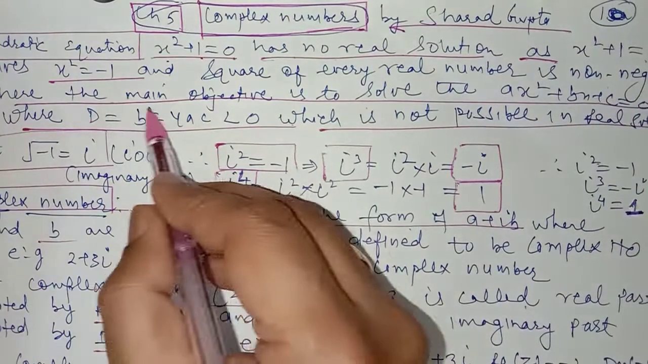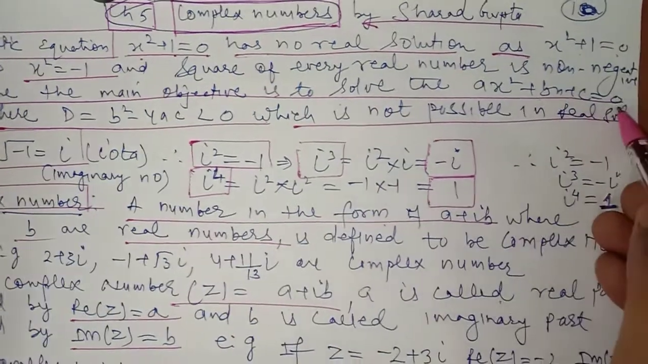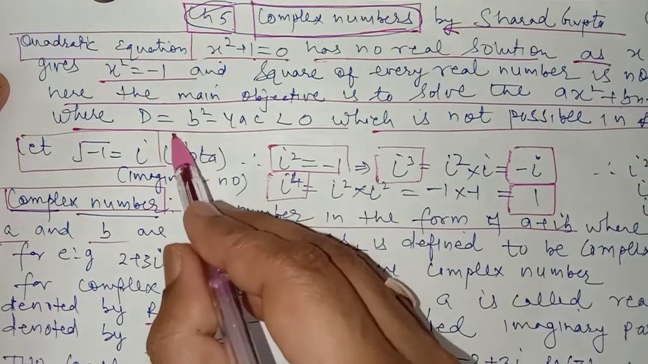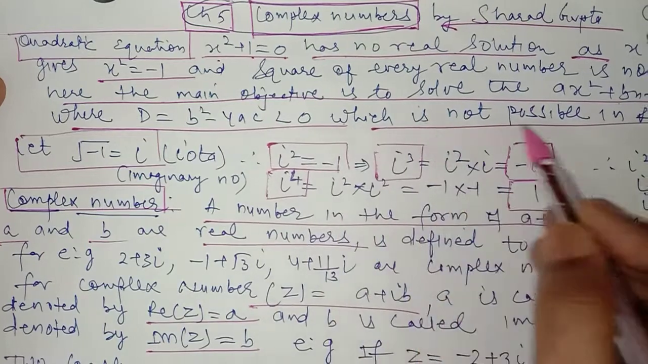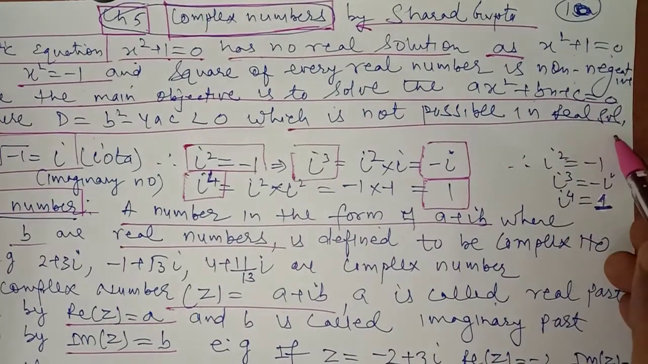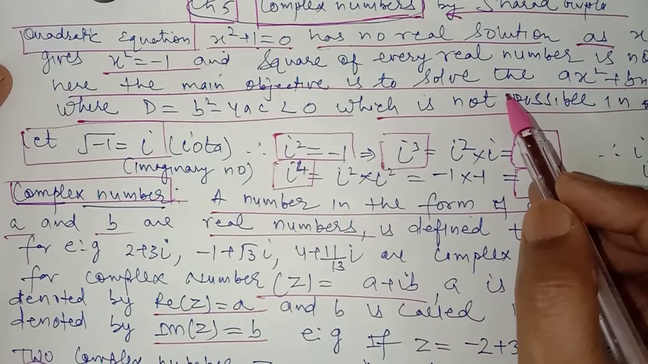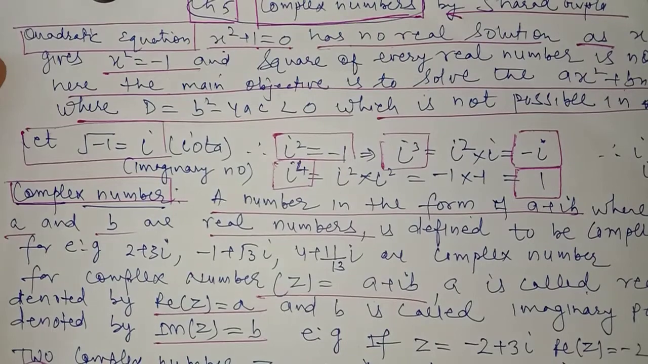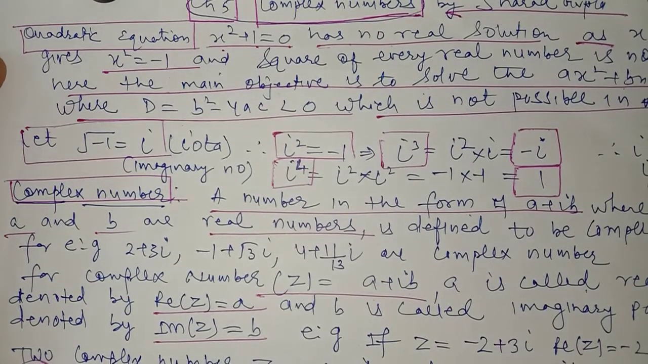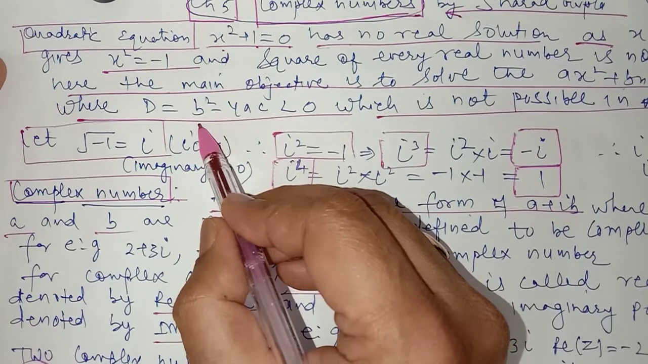and the square of every real number is non-negative. Here the main objective is to solve the quadratic equation ax square plus bx plus c is equal to 0, where the discriminant, that is b square minus 4ac, is less than 0, which is not possible in case of real numbers. So in this chapter we'll deal with those quadratic equations which have a discriminant less than 0, or we can say that its discriminant is not a real number.